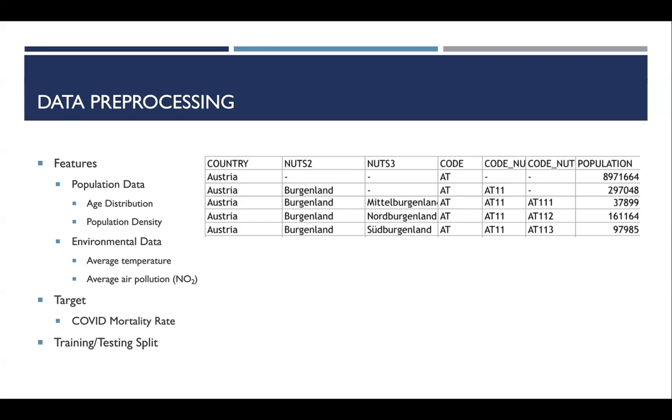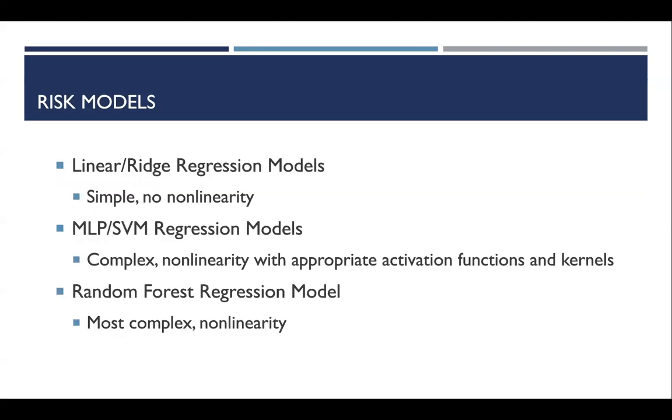The target for our models was the COVID-19 mortality rate, so we included that column as well. We first divided our data into a training and testing split. And then we formulated a population data only data set and a population and environmental data set.